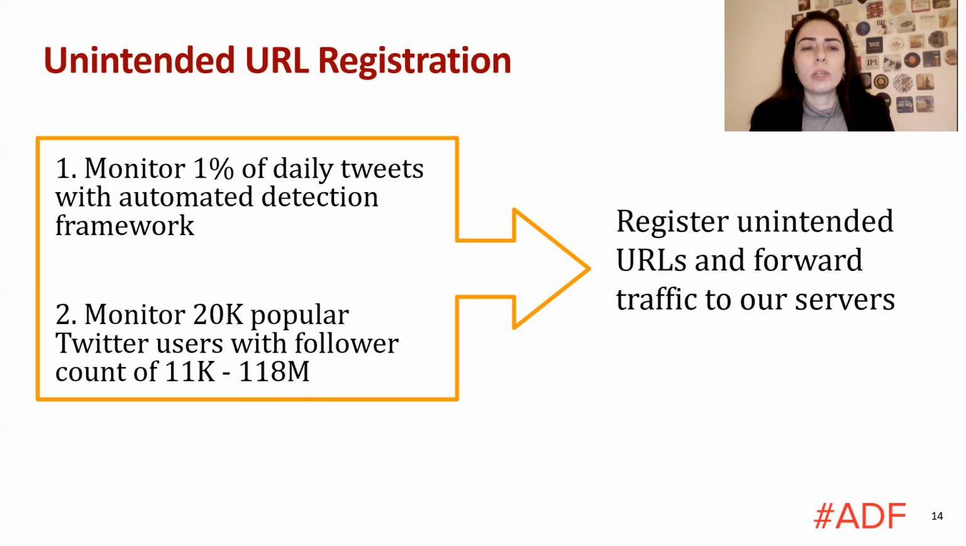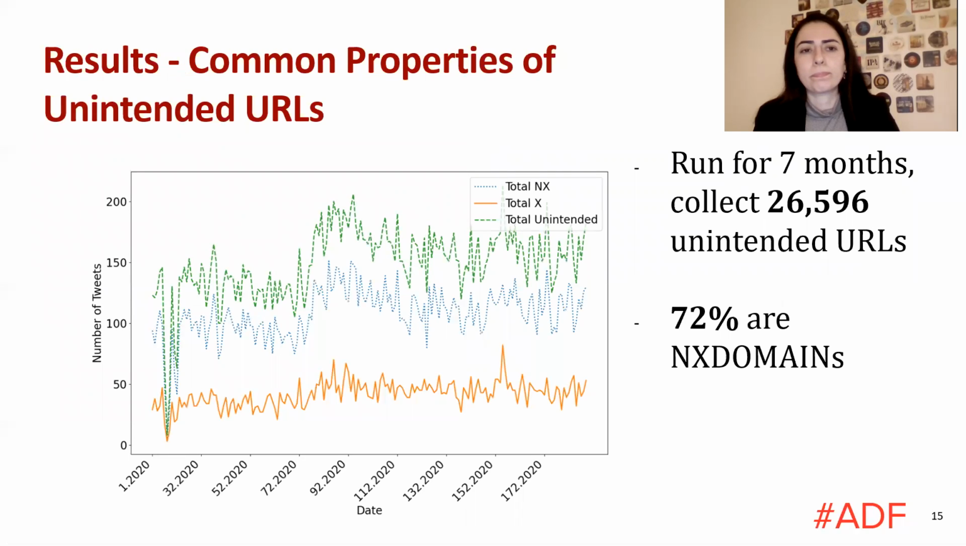As I said, we monitor 1% of daily tweets with our automated detection framework, but also we monitor 20,000 popular Twitter users with follower counts ranging between 11,000 to 118 million. And we register the unintended URLs that we find in these steps, and we forward the traffic to our servers to record the requests to those domains. So we ran our framework for 7 months, and we collected around 26,000 unintended URLs.